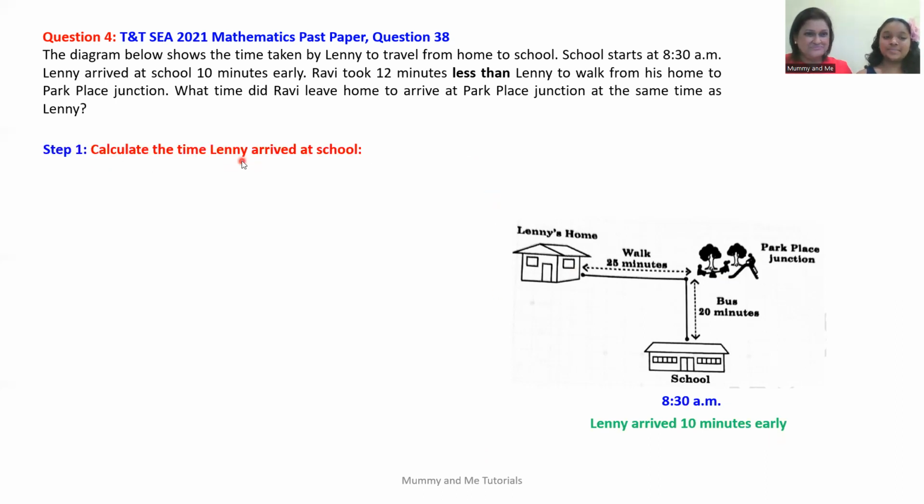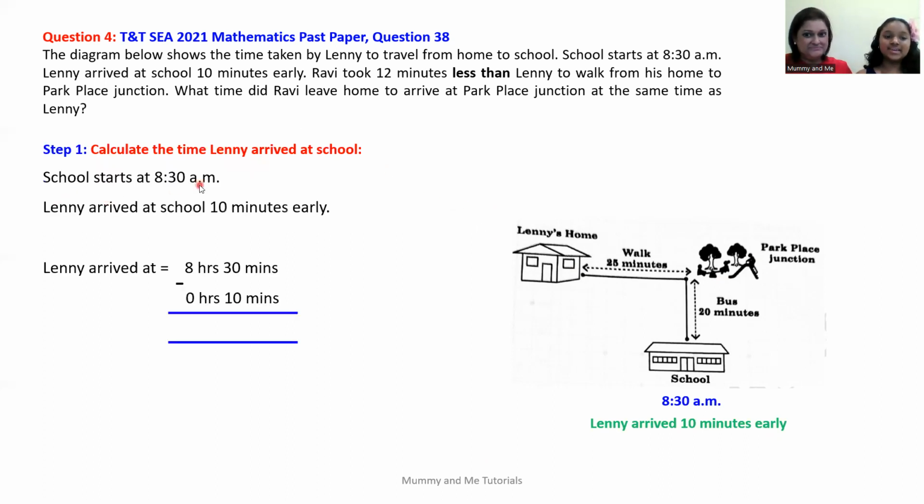So the first step is to calculate the time Lenny arrived at school. Okay. So school starts at 8:30 a.m. and Lenny arrived at school 10 minutes early. What does early mean though? The word early means that we need to minus or subtract. Okay, so early means that we need to minus. So if you arrived at school 10 minutes early, we need to minus 10 minutes from 8:30 a.m.